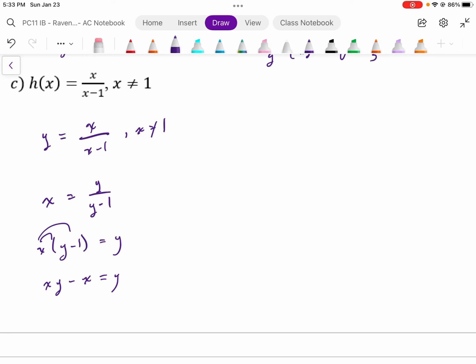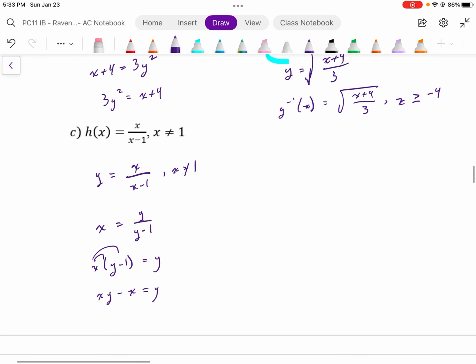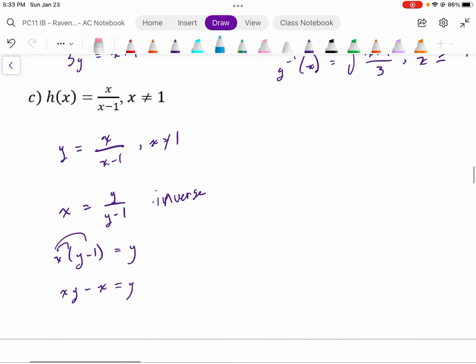Somehow I need to isolate y. So right here is my inverse. Now I need to algebraically isolate y. And it just seems like this is turning into a big disaster. However, then I get an incredibly wonderful idea. Any ideas yet? That's right. I'm going to factor out y.